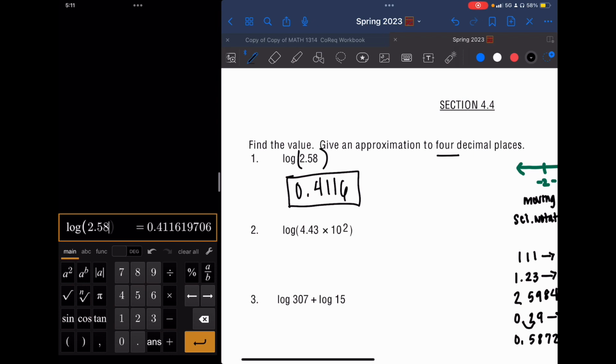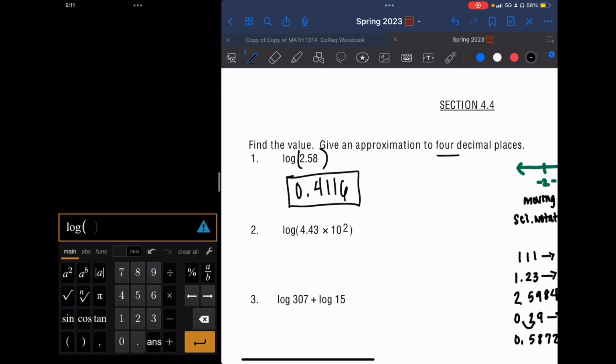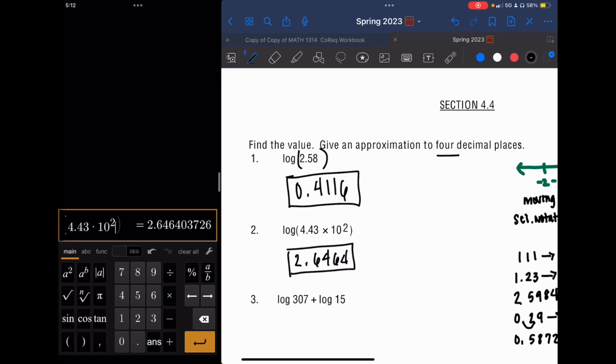Let's go ahead and put this next one in here. We're going to go to log. You can type it in on your keyboard if you need to. So it's log 4.43 times 10 to the second power. Then I get 2.6464, and it's 4 decimal places after the decimal.